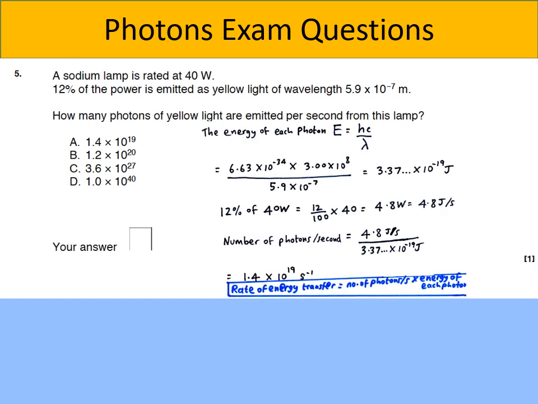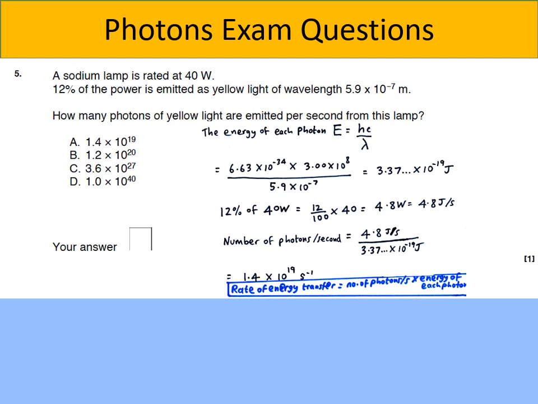First thing we need to do is work out the energy of each photon, which is given by the equation hc over lambda. So we are given the wavelength of yellow light, we know Planck's constant, and we also know the speed of light in a vacuum. So we can plug those numbers in. 6.63 times 10 to the power minus 34 times 3.00 times 10 to the power 8 divided by 5.9 times 10 to the power minus 7 gives us 3.37 times 10 to the power minus 19 joules.